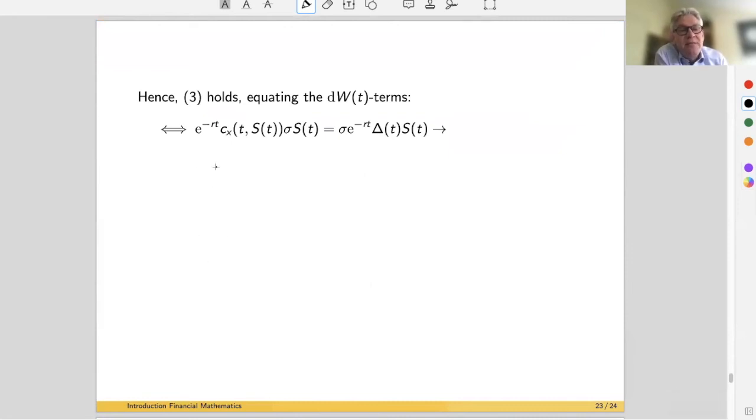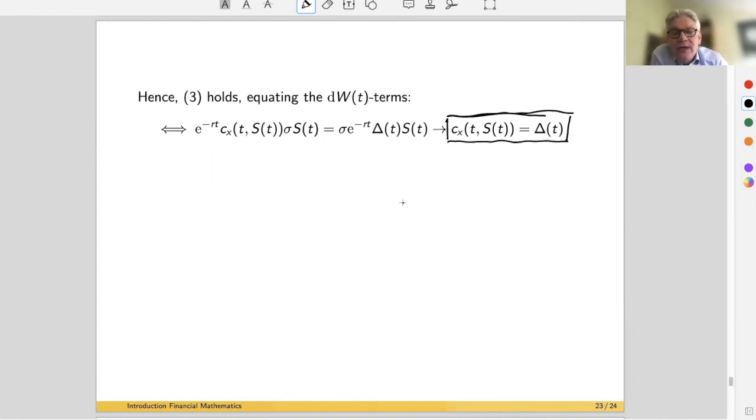And basically that means if we equate the dW terms, that e to the power minus rt times dC/dS times sigma times S should be equal to sigma e to the power minus rt times delta_t times S_t. And equating these means that dC/dS should be equal to delta. So dC/dS should be equal to delta. That is one condition that we require in order for this equality to hold.